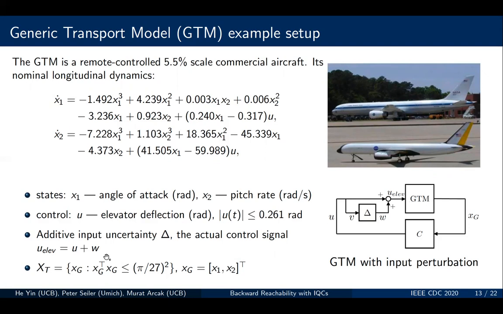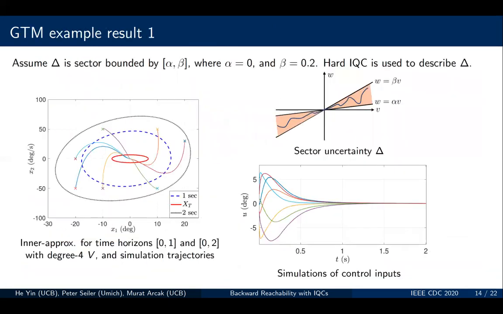We take the target set defined as a small circle around the origin. We assume delta is an uncertainty sector bounded by alpha and beta, meaning that delta of V can be any curve lying between the lines W equals beta times V and W equals alpha times V.